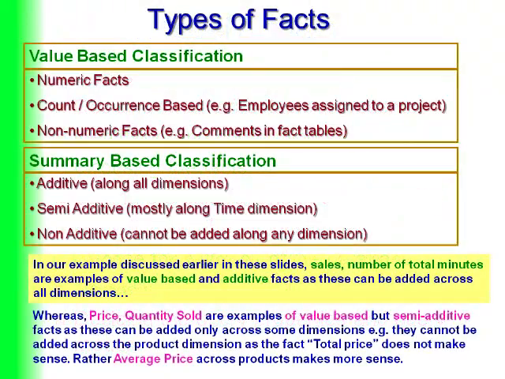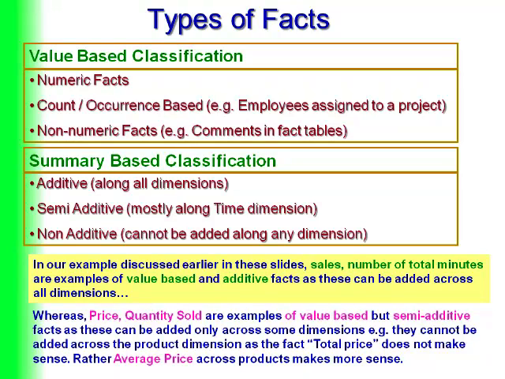We now discuss what are the different types of facts. The facts are classified as either value-based facts or summary-based facts. Numeric facts, count or occurrence-based, or non-numeric facts belong to the category of value-based facts. For example, employees assigned to a project is a count. How many employees have you assigned to a project? It's a count. Comments in a fact table is a non-numeric fact. Whereas additive, semi-additive, and non-additive facts belong to the category of summary-based classification.